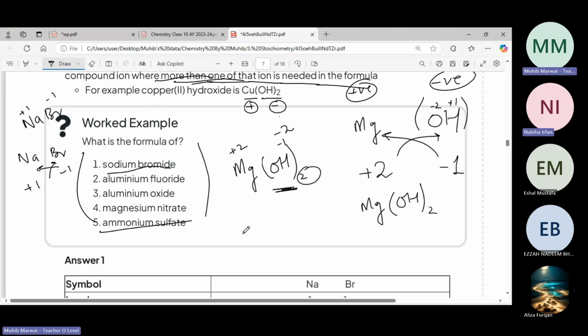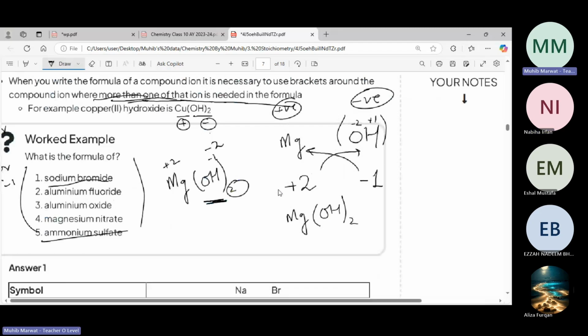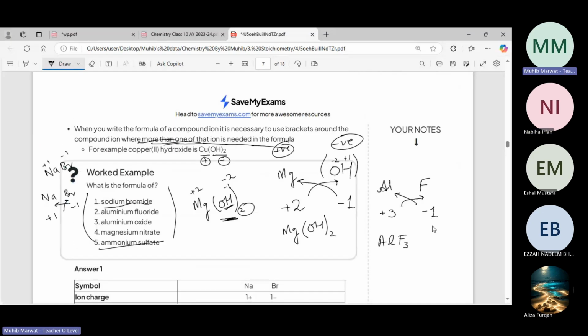Nabiha, aluminum fluoride. The next one. AlF... the symbol of fluorine is F, just F. Oh yes sir, AlF, sorry, thrice. Not in brackets, just 3, right? You will be using brackets when there are two atoms combined together. In this case, Al and F, again cross multiplication. So AlF3, right?